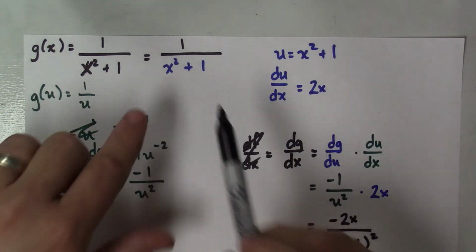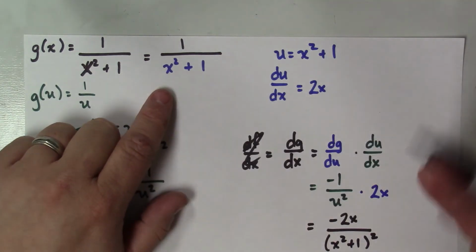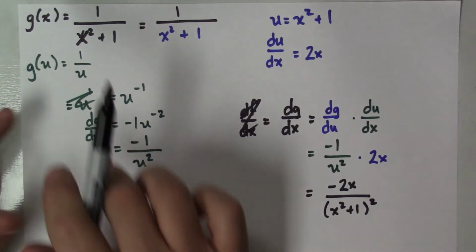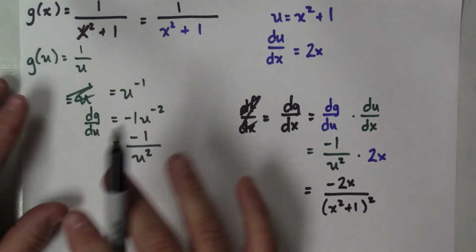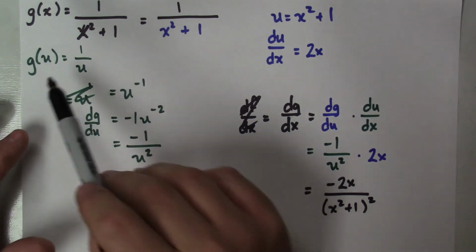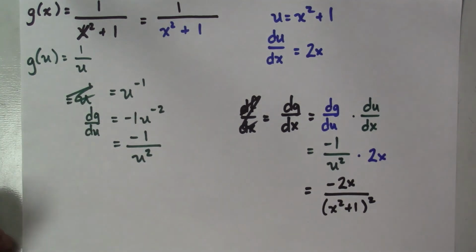So this is all about finding the u, taking it out, taking its derivative, finding the new function, or the decomposed function, finding its derivative, and just multiplying those two together.